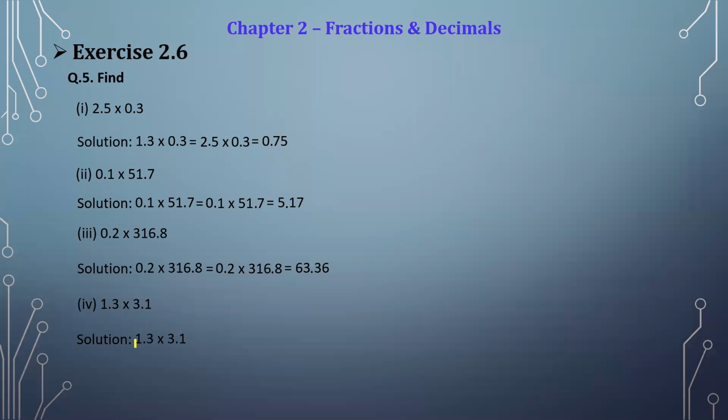Now again the first step is that we are going to ignore, or remove, these decimal points from 1.3 and 3.1 for a temporary purpose in order to perform the multiplication, and afterwards again we are going to bring them back in our original numbers. Now here from 1.3, after removing this decimal point, we are getting the number 13, which is a whole number. Then 3.1, after ignoring that decimal point, we are getting it as 31.